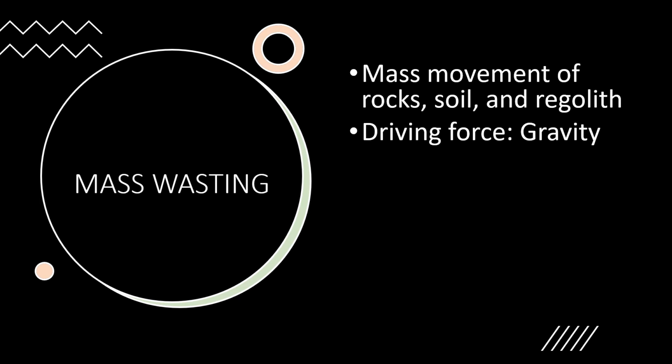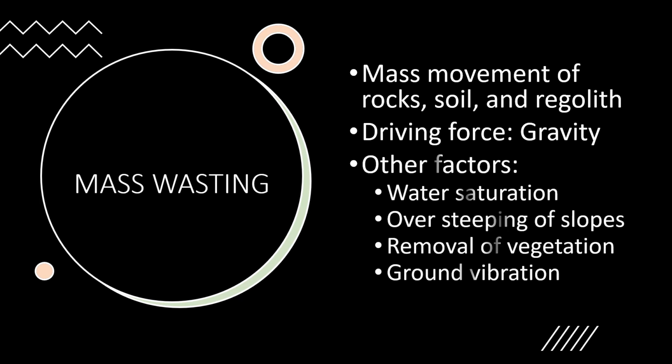Although gravity is the controlling force, there are other factors that influence or trigger the downslope movement of materials, which include water saturation, oversteepening of slopes beyond a stable angle, removal of anchoring vegetation, and ground vibration from earthquakes. In this case, water has a lubricating effect that lessens the cohesion between particles, allowing the particles to slide past one another easily.